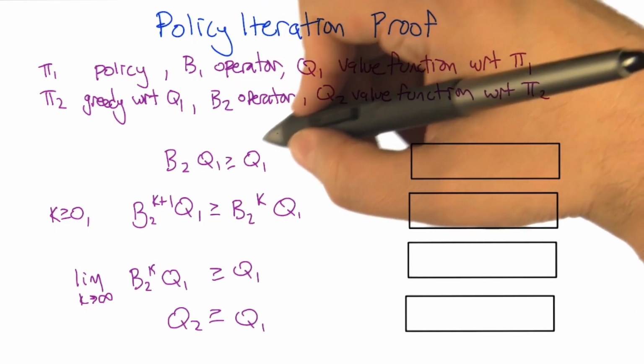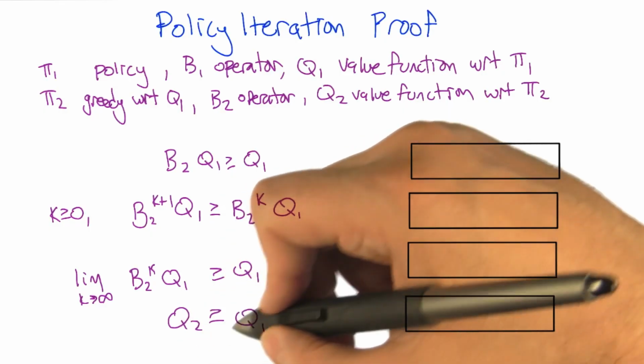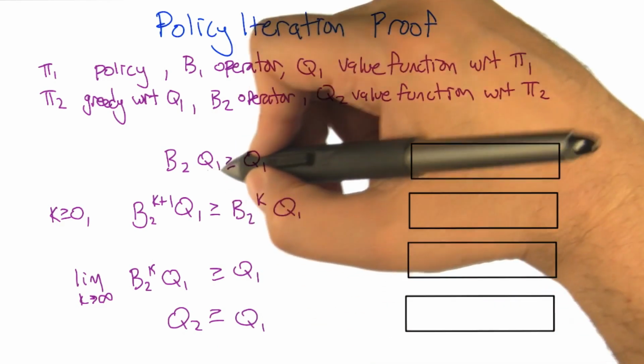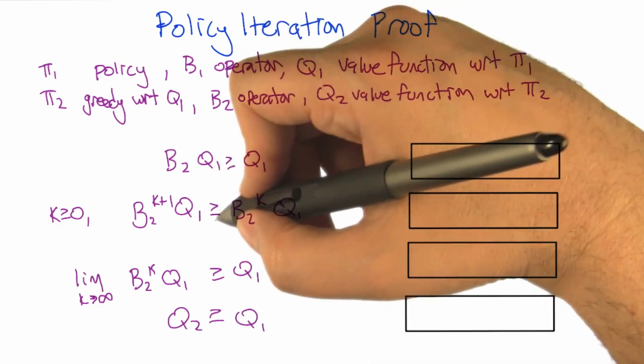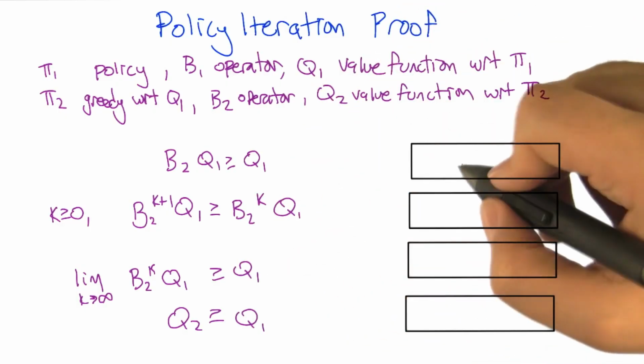And ultimately, what we want to show is that the Q function that we get for the second policy dominates the Q function that we get for the first policy. And so this is how we're going to do it. We're going to have a series of steps, and each of them has a justification that we've been talking about recently. Just fill in the boxes.